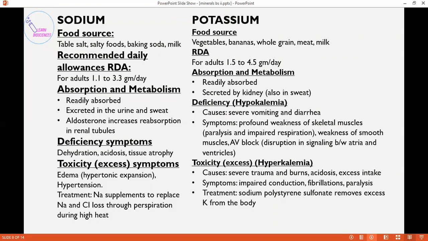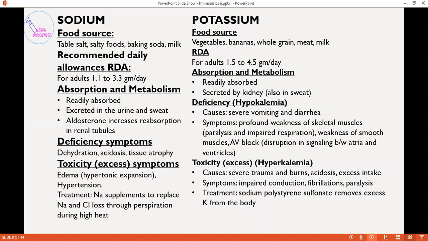Potassium. The food sources are vegetables, bananas, whole grain, meat and milk, but bananas are the most abundant food source. The RDA, recommended daily allowance, for adults is 1.5 to 4.5 grams per day. Absorption and metabolism: it is readily absorbed and secreted by your kidney, also in sweat. Kidney means in urine, potassium is excreted out. Deficiency causes hypokalemia, the medical term used for low potassium.